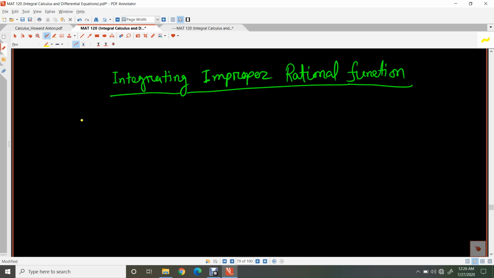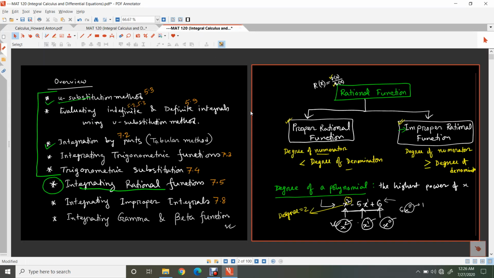Hello everyone. In my last video, I discussed how to integrate a proper rational function. You already know that the method of decomposition is applied to get the partial fractions for that proper rational function, and once we have the values of the constants, we can easily integrate it by using the method of U substitution or some other techniques.